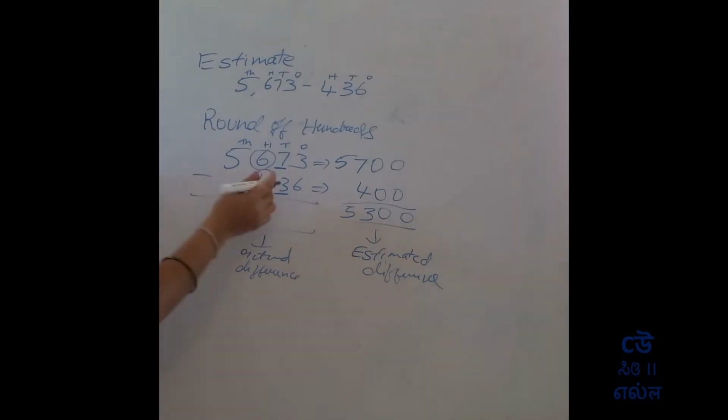Okay. So 3 minus 6 is not possible. So 13. Six minus 3 is 3. Then 6 minus 4 is 2. Next 5. 2. So approximately we got the same number. Right?